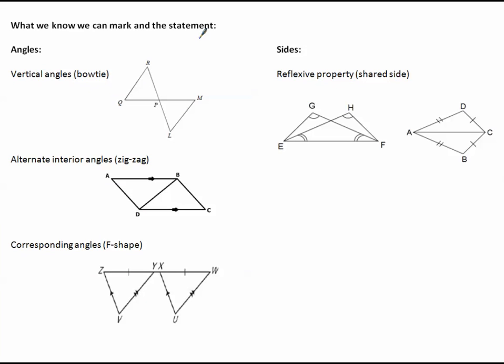1, 2, 3, 4 important things to remember. Vertical angles. Where are those? You'll see them with the bow tie picture: lines that cross each other. The angles across are the vertical angles. The statement is what you would see if it's in a proof or in some sort of written information.